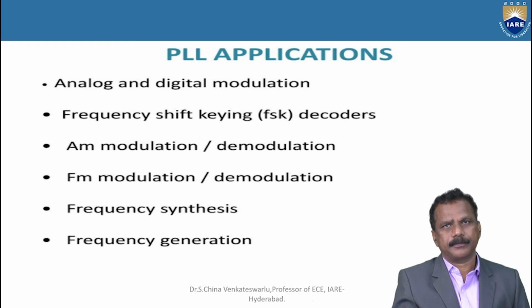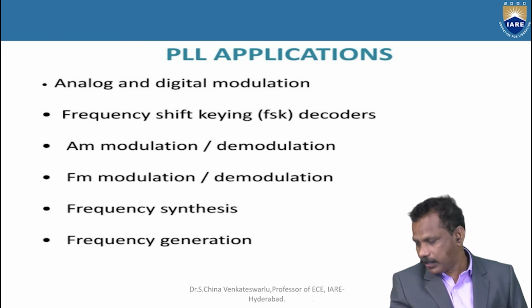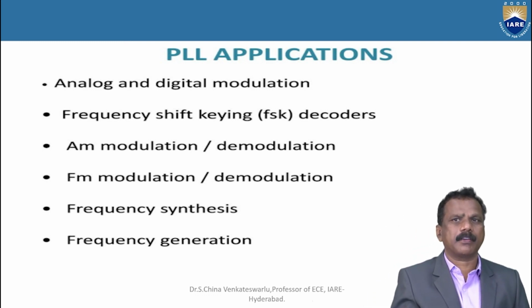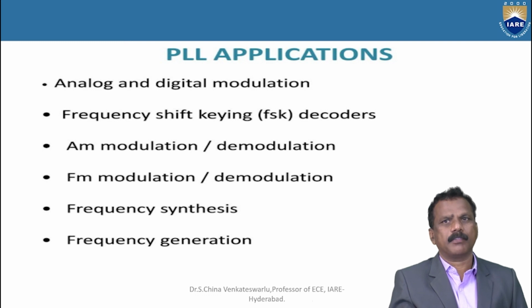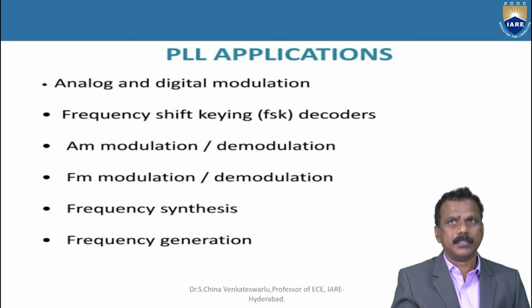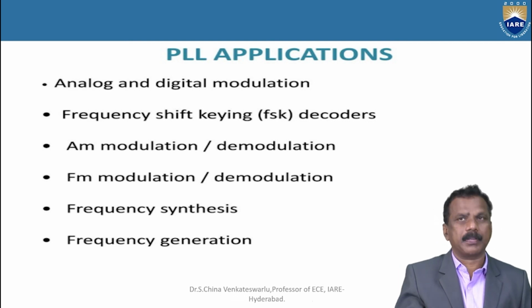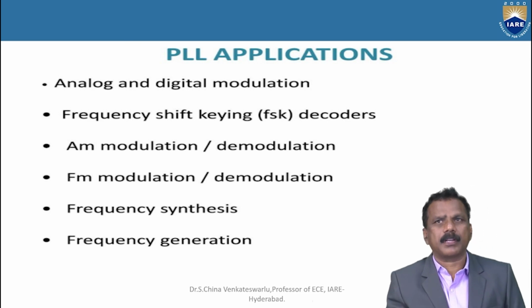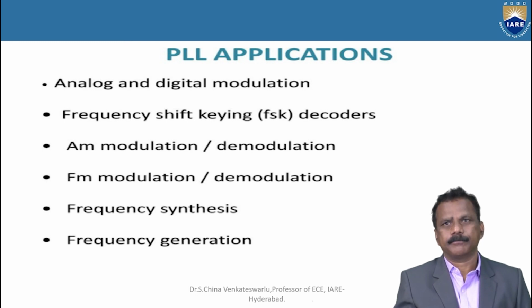PLL applications: analog and digital modulation. For that purpose we require the PLL: frequency shift keying decoder, AM modulation and demodulation, FM modulation and demodulation, frequency synthesis, frequency generation. So these are the major applications. You can observe that this PLL phase lock loop is very much useful in communications, like analog communication, digital communication, and so on.